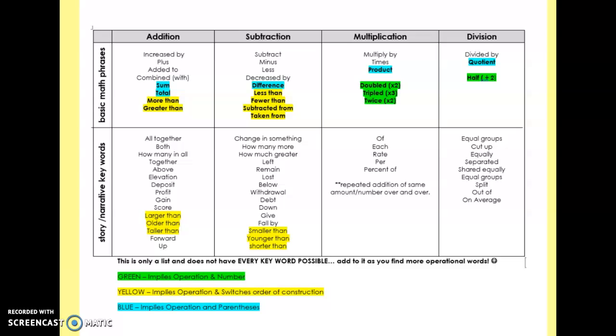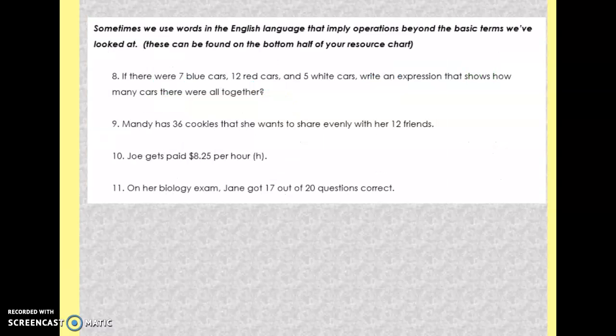So again, the more practice we have with it, I think the more confident you'll be with it. So let's take a look at some examples. All right, so again, I mentioned that sometimes we use words in the English language that imply operations beyond those basic terms that we've been looking at. Those are found in the bottom half of your resource chart. So we're going to be looking at words on the bottom here.